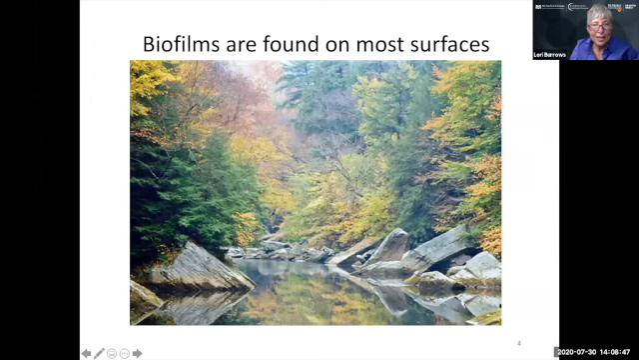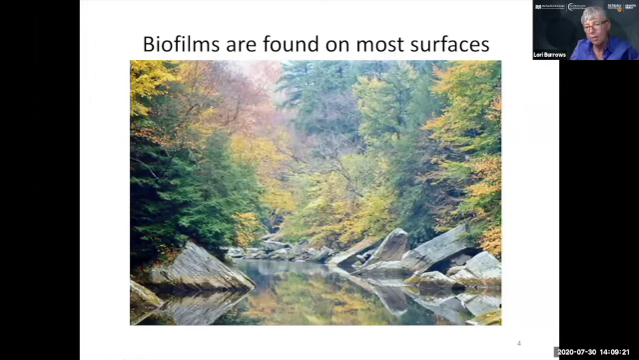So I like to start off by just pointing out that biofilms are found on most surfaces. You could actually say moist surfaces in this case. Bacteria like to live attached to surfaces. So in a stream like this, you would have very few bacteria actually free floating in the water. Most of them would be attached to the rocks, and these scum lines at the water line are a heavy biofilm, usually of bacteria that are then being attacked by larger organisms.